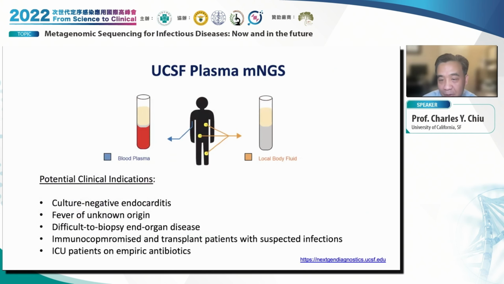I want to go into another example. We've been working on an assay that we now have clinically available, which is an assay looking at blood. And so this is a plasma assay, and there are several potential clinical indications: culture-negative endocarditis, fever of unknown origin, perhaps difficult to biopsy and organ disease, and also immunocompromised and transplant recipients who may have suspected infections, as well as ICU patients who are on empiric antibiotics.